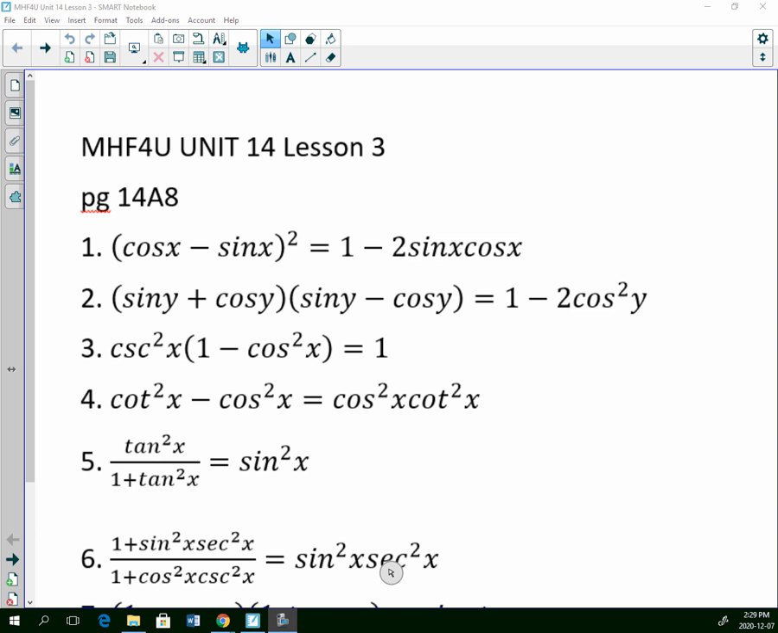Okay, so in this first identity, we have the left side is power 2.